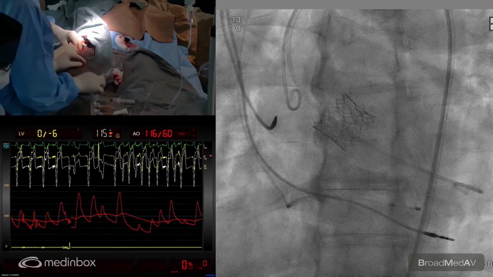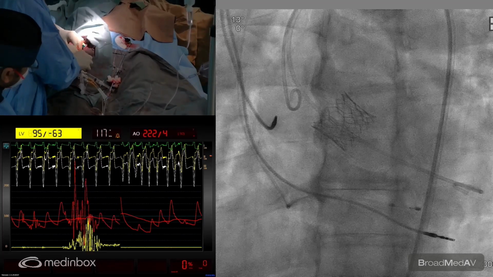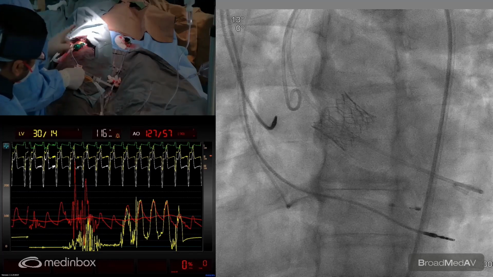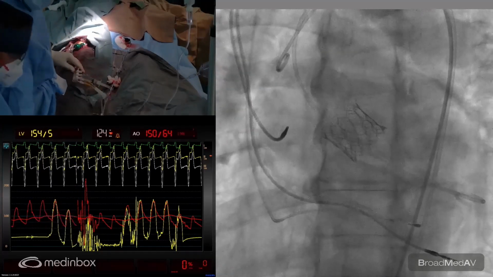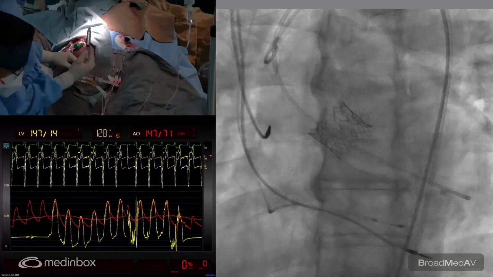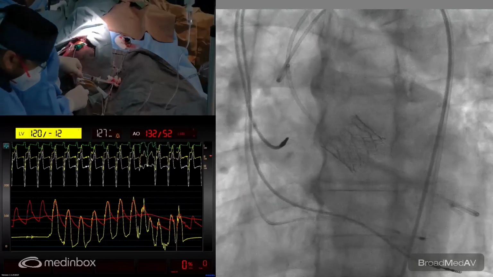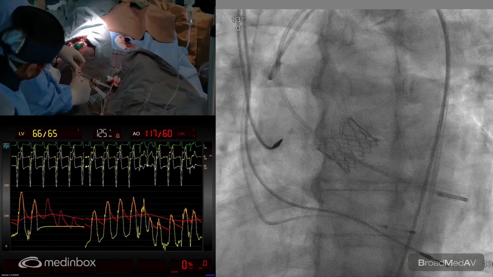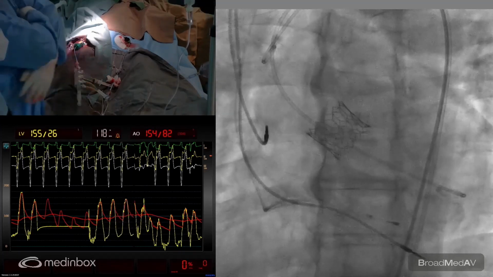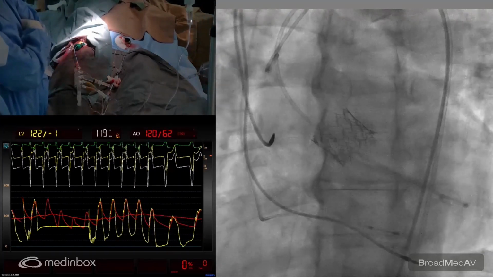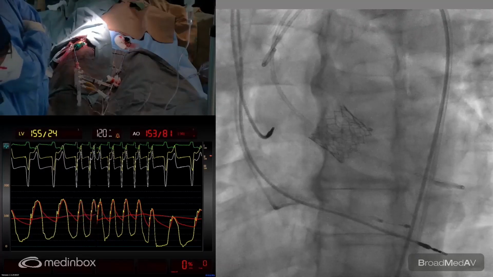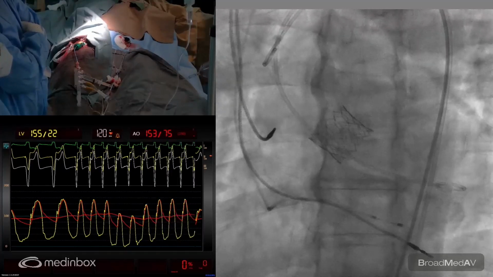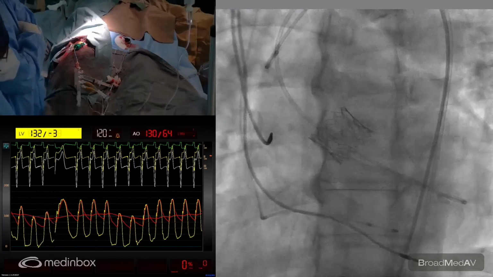Okay, so we'll get some simultaneous pressure. So we have an aorta. So you can see that the gradients, if somebody can watch the gradients there, it is 0. So we got a very nice gradient across the aortic valve. From close to 85, we have 0.